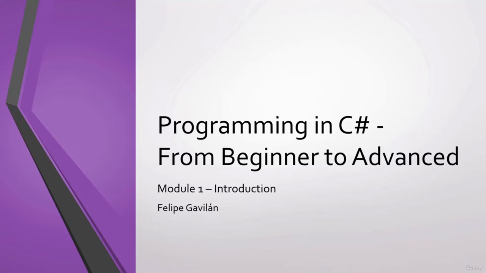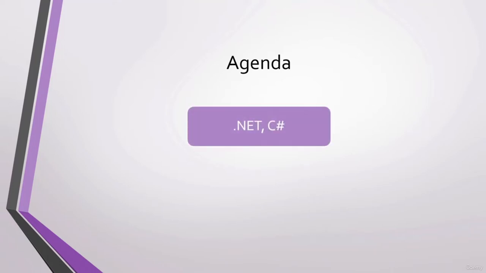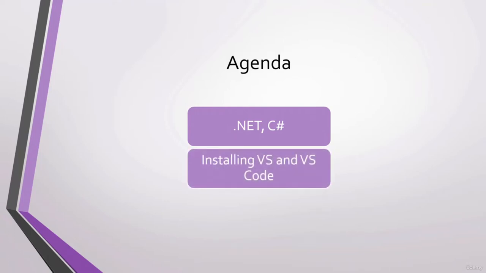This first module in which we find ourselves is introductory. We will talk about what is .NET, C#, Visual Studio, and Visual Studio Code. We will see how to install Visual Studio and Visual Studio Code, and we will learn how to create a simple console application with these tools. Then we will look at the structure of a typical C# console project. So we're going to start this course off by talking about .NET.